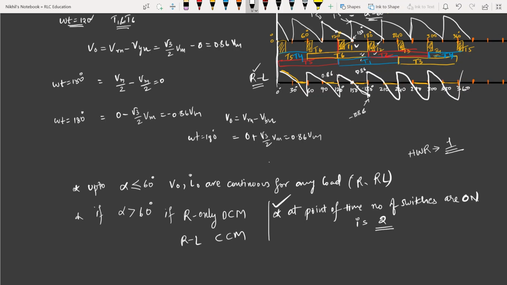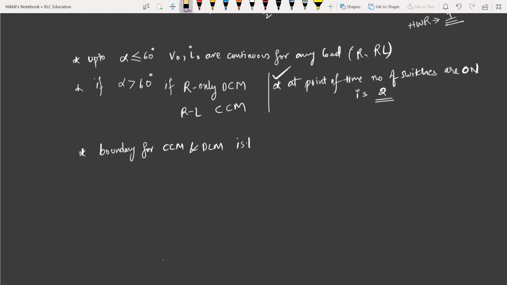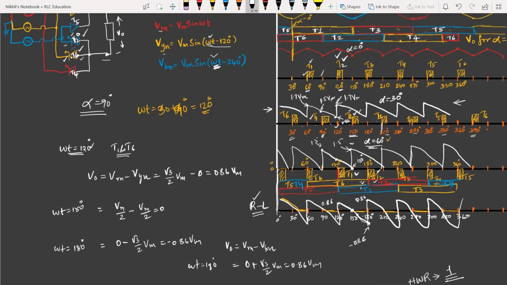And what is the boundary for continuous and discontinuous? Alpha is equal to 60 degrees, whereas in a half wave rectifier it was a 30 degrees boundary for continuous and discontinuous conduction. Now we will see the output voltages for alpha less than or equal to 60 degrees. So for alpha less than or equal to 60 degrees, how is the output voltage behaving?